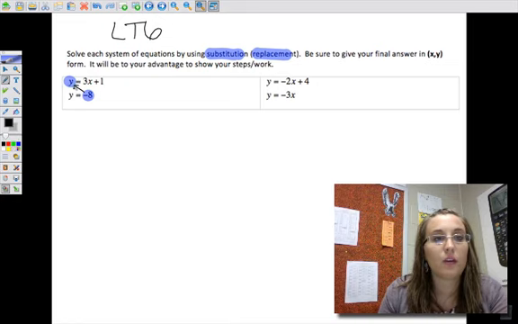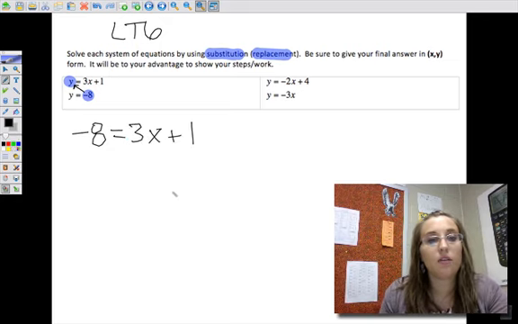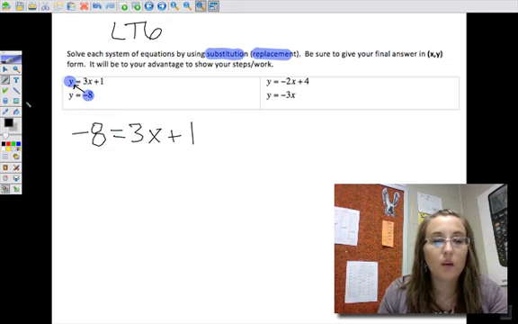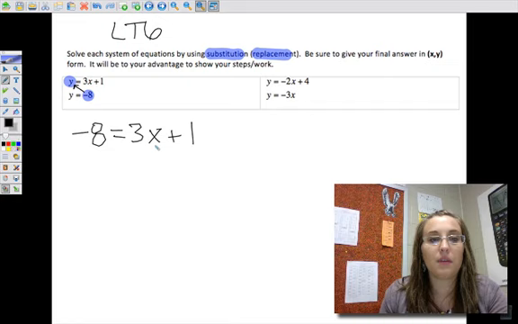So that means I'm going to rewrite this first equation exactly as it is, except for instead of y, I'm going to write -8. So I'm going to write -8 equals 3x plus 1. Now I need to go through and solve it. You need to be really careful that you keep this equal sign where it's supposed to be. I see a lot of people making mistakes with this because they're not being consistent. So what you need to do is work backwards from the x.